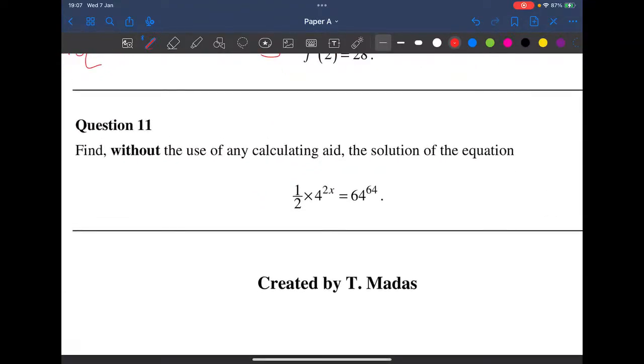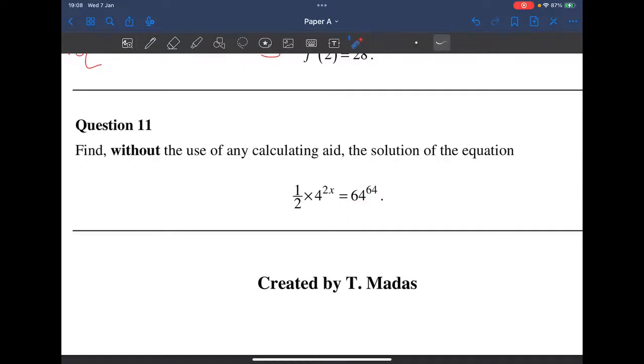Number 11 then. Find, without the use of any calculating aid, the solution of this equation. So they're all powers of 2, first of all. I'm not going to worry about this 64. I'm not going to make that into 2 to the power of 6. I'm going to leave it as it is. But the actual base 64, we will change that.